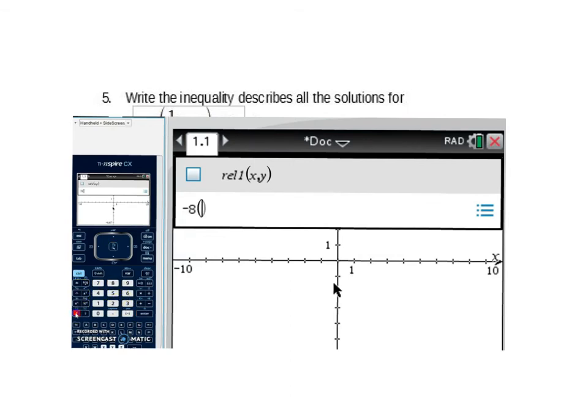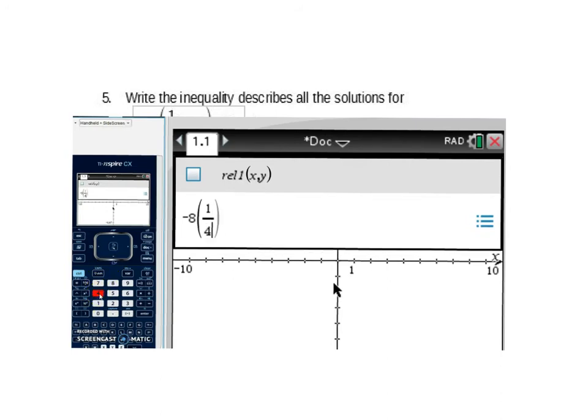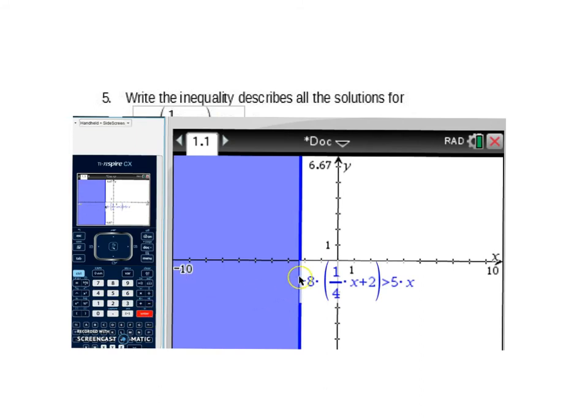So I have negative 8 parentheses. Now in order for me to get the fraction, you're going to press Control Division if you haven't figured that out yet. So now you're going to put 1/4 and then fill out the rest of the problem, with the parentheses and everything like that. So we have 1/4 x plus 2. Control equals gives us our symbol. And then we're going to put the number 5. Now we're going to press X, and now we're going to press Enter.